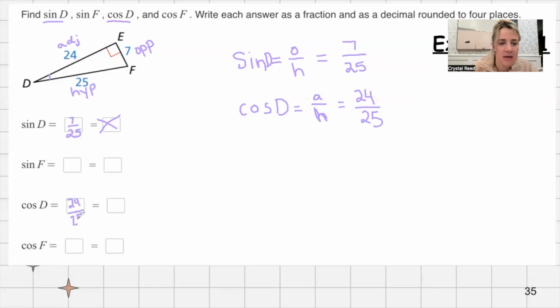Okay, now we're going to talk about angle F. So I'm going to use a different color. I'm going to delete some stuff here. So now working with angle F. Looking at angle F here, our hypotenuse is still the 25, but this time my opposite of angle F is the side that's 24 length, and adjacent of angle F is the side that's 7. So the sine of angle F.